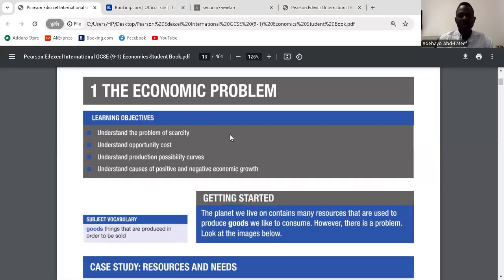So we start with chapter 1, the economic problem. When talking about the economic problem, we're talking about the problem faced by each economy, the problem faced by any country. And the only economic problem is scarcity. Yes, so let's go down and see.